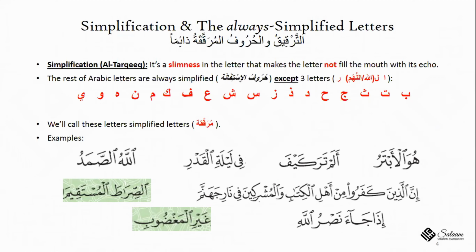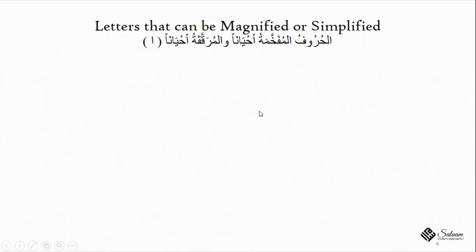I hope you understand the difference between magnified, mufakhama, and simplified, muraqqaqa, because it's very important. Now we go to the third part of the lecture, which is some letters have both. They can be magnified sometimes and simplified sometimes, like the letter alif. What is the difference between the magnified alif and the simplified alif? The magnified alif is pronounced like this.